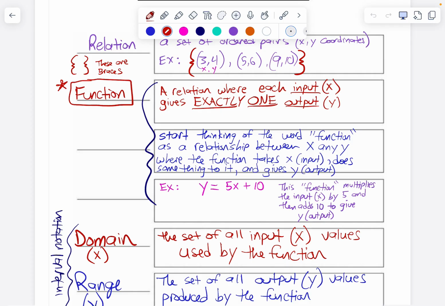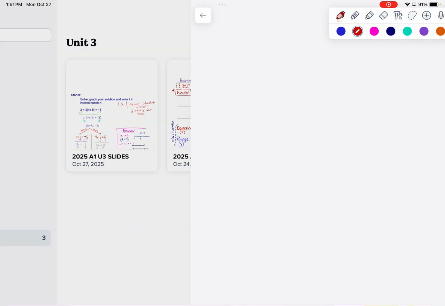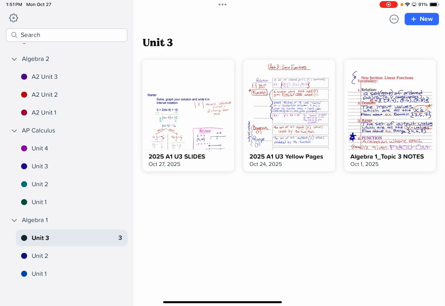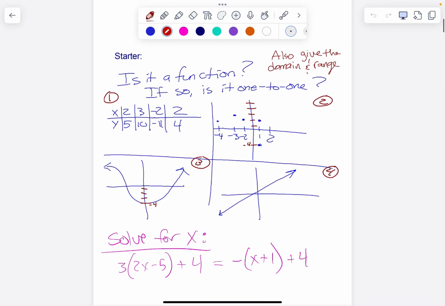And so we're looking in terms of exactly one output. We had different representations of that, but we couldn't ever have one x value give two y values. That's really what we're looking for. And then I'll come back and review domain and range in a second.